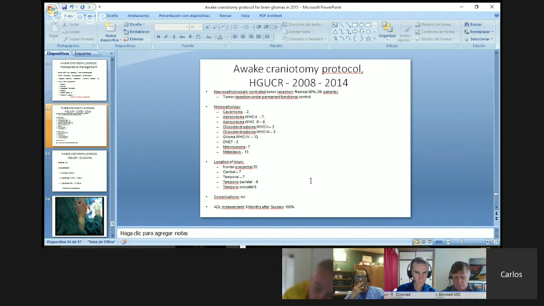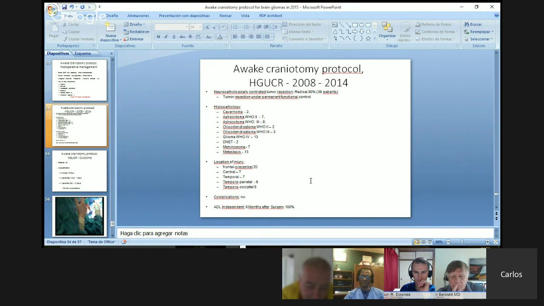Between 2008 and 2014, during my work in Spain, we did neuropathologically controlled radical tumor resection in 80% of 39 patients, and tumor resection under permanent functional control. Histopathologically, in this case, there was cavernoma in 2 cases, astrocytoma grade 2 in 7 cases, astrocytoma grade 3 in 8, oligodendroglioma 3, glioma or glioblastoma in 13 patients, DNET in 2 patients, meningioma in 7 patients, and metastasis in 13 patients.